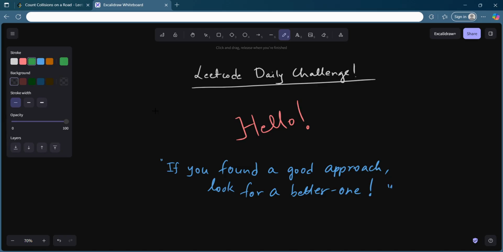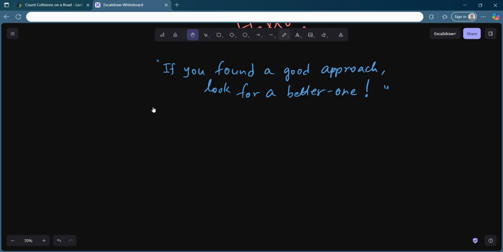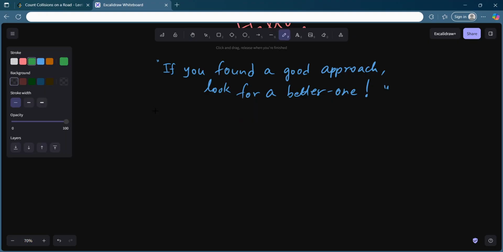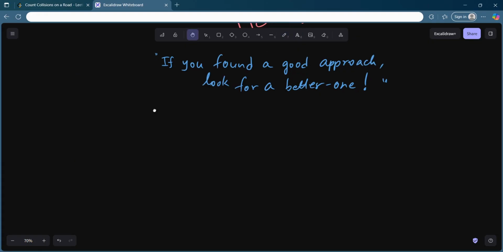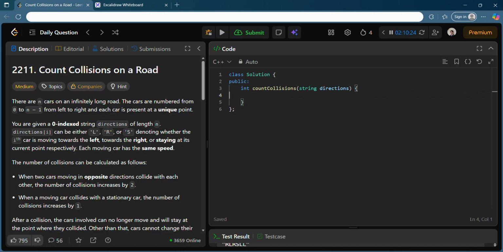So let's see today's daily challenge on Leetcode and try to solve it together. Today's challenge is a very simple one, both easy to understand as well as easy to code, and if you can find the observation, then it becomes really easy.